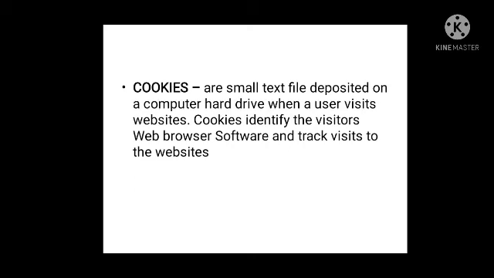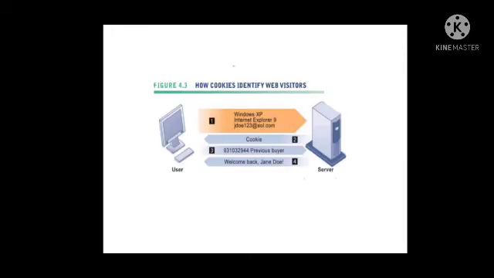Cookies are small text files deposited on a computer hard drive when a user visits websites. Cookies identify the visitor's web browser software and track visits to the websites. When the visitor returns to a site that has stored a cookie, the website software will search the visitor's computer, find the cookie, and know what the person has done in the past. It may also update the cookie depending on the activity during the visit. Figure 4.3 illustrates how cookies work.